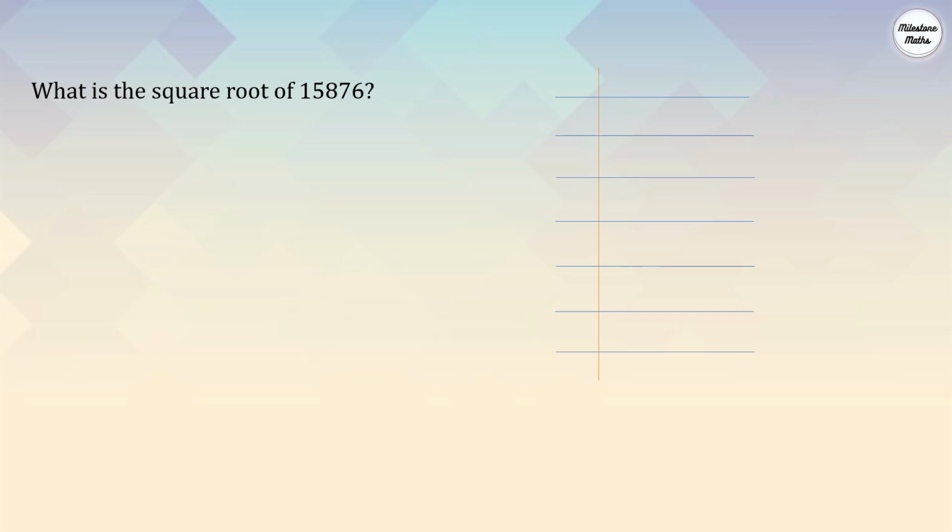Now let us see what is the square root of 15,876. Let us see first whether it is a perfect square or not. The ones place digit of this number is 6, so it may be a perfect square, or it may not be. So let us see whether we can find the square root of this number by prime factorization. Let's divide it by prime numbers. First we divide by 2 because the ones place digit is 6, so it is an even number and will surely be divisible by 2.